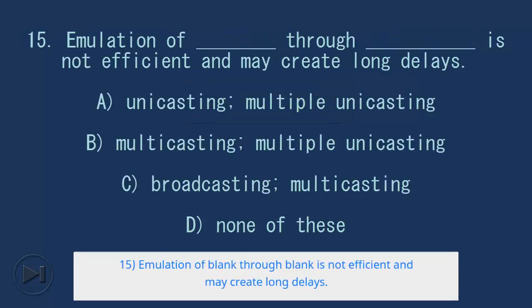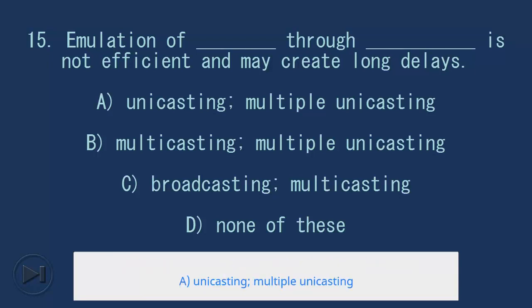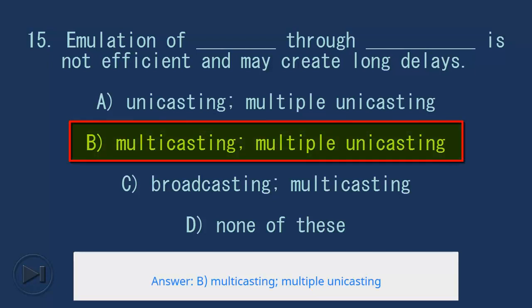15. Emulation of blank through blank is not efficient and may create long delays. A, unicasting, multiple unicasting. B, multicasting, multiple unicasting. C, broadcasting, multicasting. D, none of these. Answer, B, multicasting, multiple unicasting.